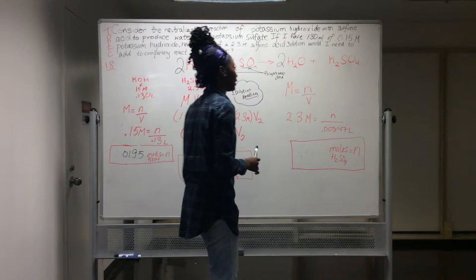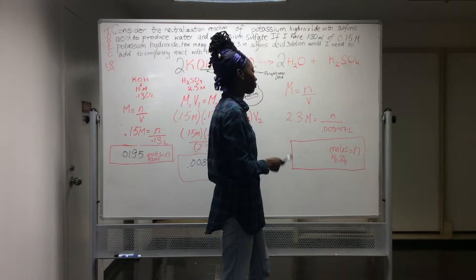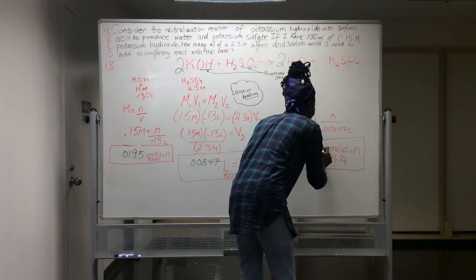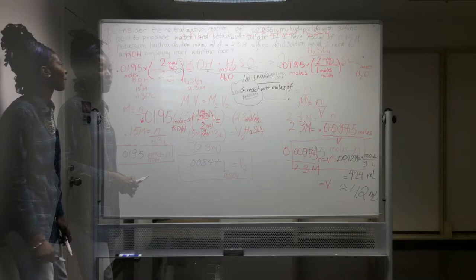Using the molarity equation again to solve the moles of H2SO4, we plug in M and V, which is 2.3 M and 0.00847 L. We multiply this to get the moles of H2SO4, which is 0.0195 moles of H2SO4. Knowing the moles of both H2SO4 and KOH, as well as the liters of H2SO4, now we can find the limiting reagent between the two.